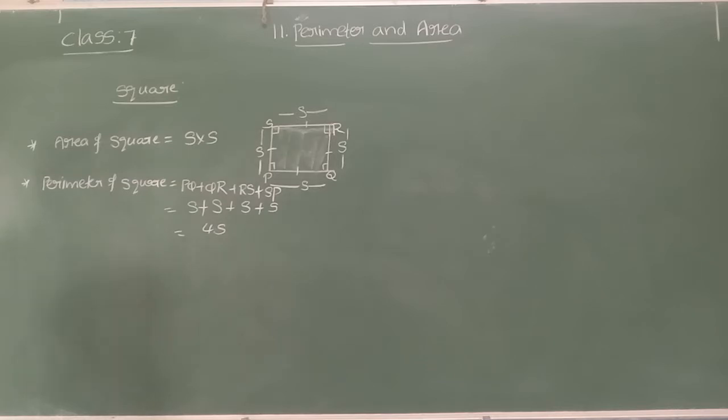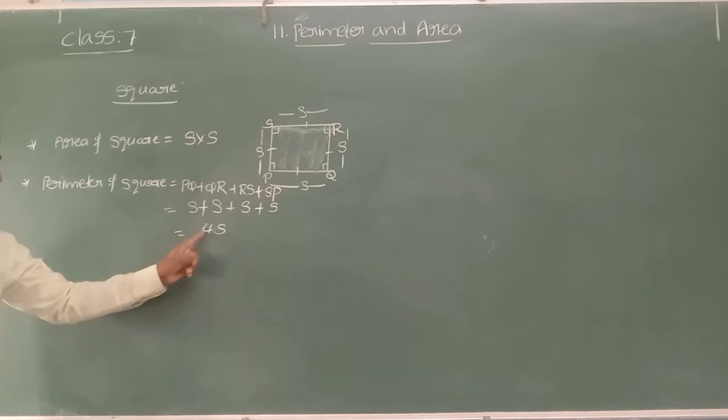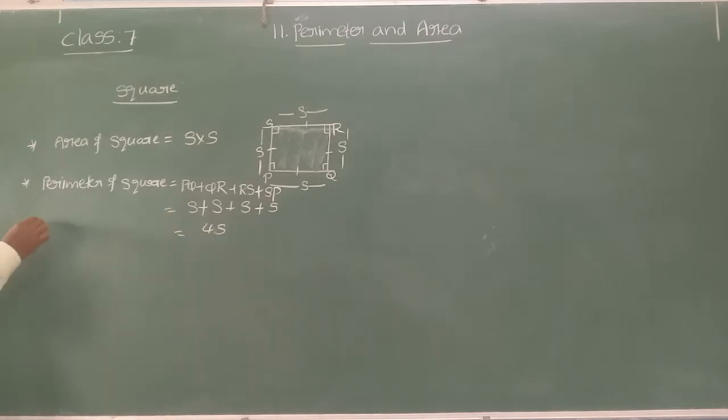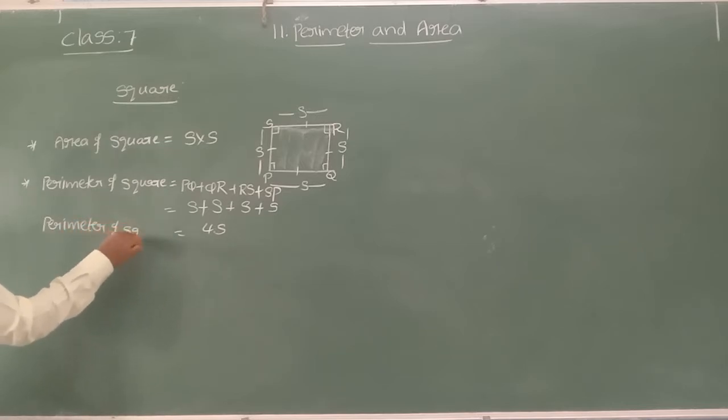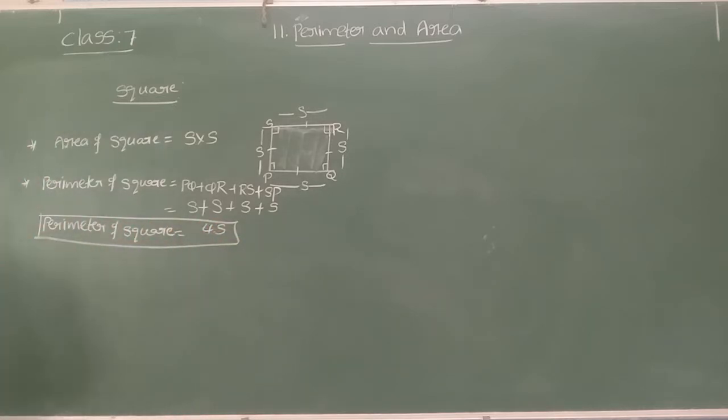So this is the formula to find the perimeter of a square, where S is the length of the side: 4 into side. Perimeter of a square is equal to 4 into side. Let us see one example based on this.